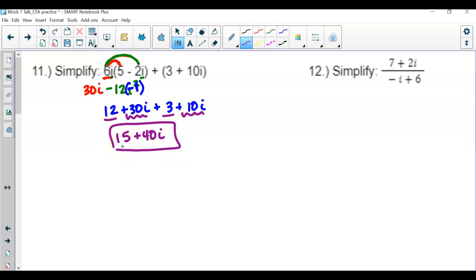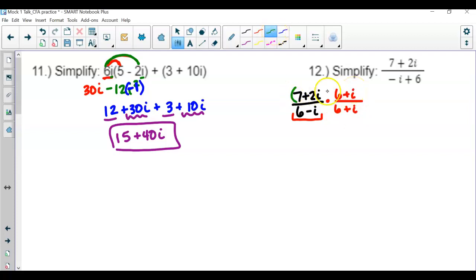Then number 12, we are dividing, but again, first notice how the denominator is not in standard form. So I'm going to go ahead and rewrite this. I'm going to simplify 7 plus 2i divided by 6 minus i. Now we can identify the conjugate of the denominator, where we change the imaginary part. So if this is negative i, we're now going to use 6 plus i. Remember, what we do to the denominator, we do to the numerator.